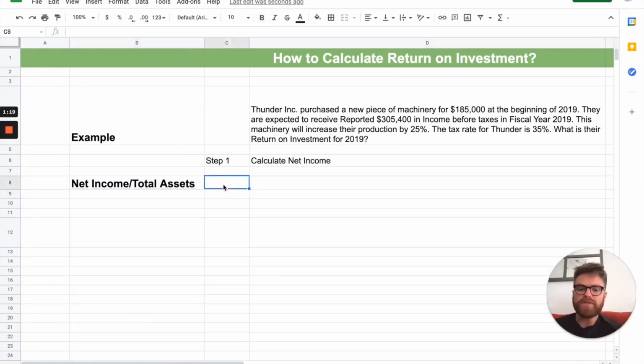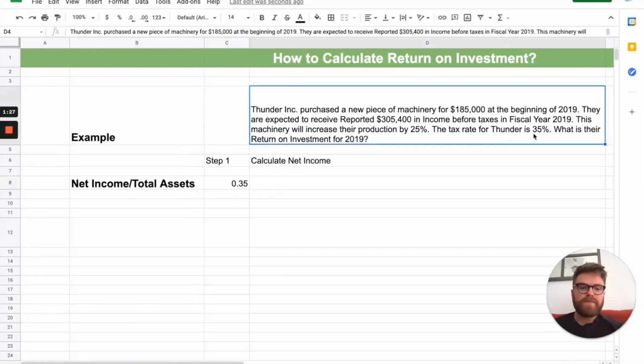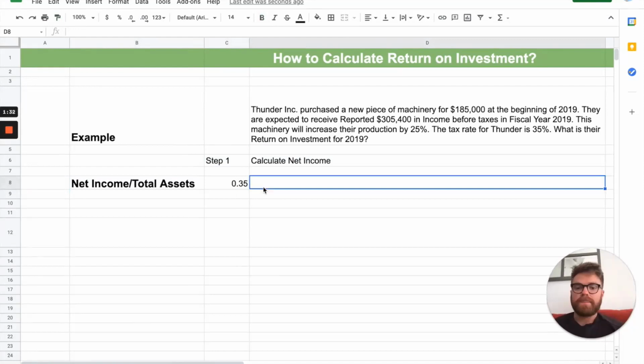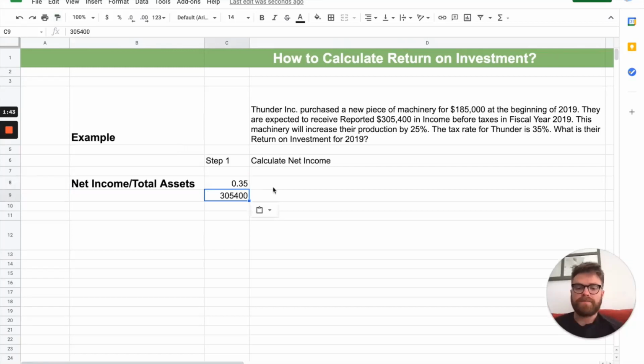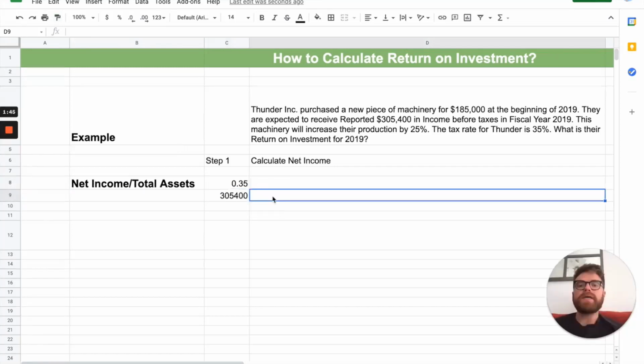First off, let's get the tax rate. The tax rate is 0.35. Remember, the tax rate for Thunder is 35%, not 25%, 35%. And we also know the income before taxes is $305,400. So how do we get income after taxes, or net income?